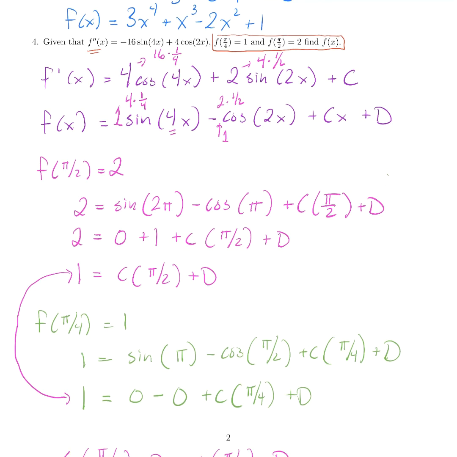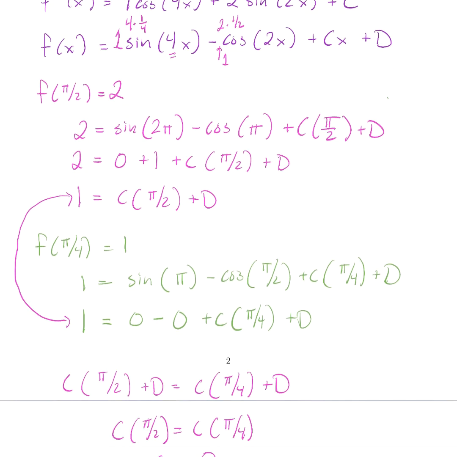So everywhere I see an x in f of x, I'm going to replace it with a pi, and I should get 2 as my output. So 2 equals sine of 4 times pi over 2, which is 2 pi, minus cosine of 2 times pi over 2, which is pi, plus c times pi over 2 plus d. And I evaluate those things, and I get c times pi over 2 plus d is equal to 1.